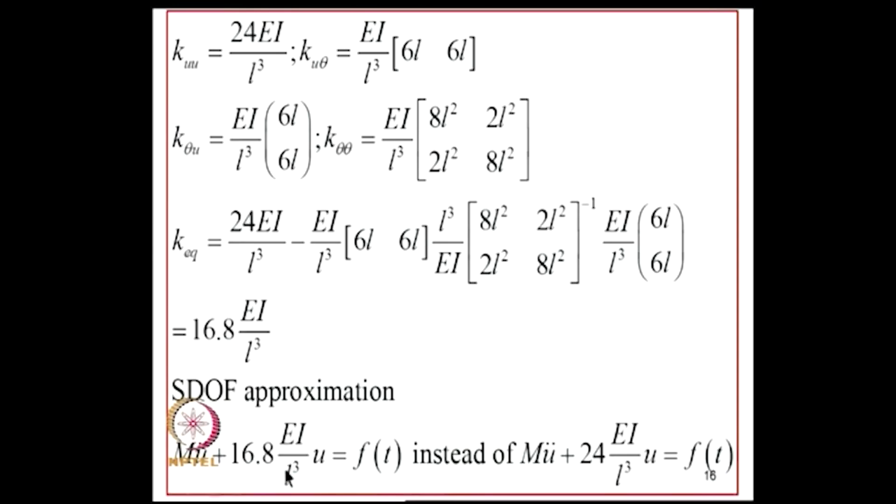So, this model includes joint rotation, therefore, this has lesser stiffness than the one where the joint rotations were ignored, in which case we got m u double dot plus 24 EI by L cube u equal to f of t.